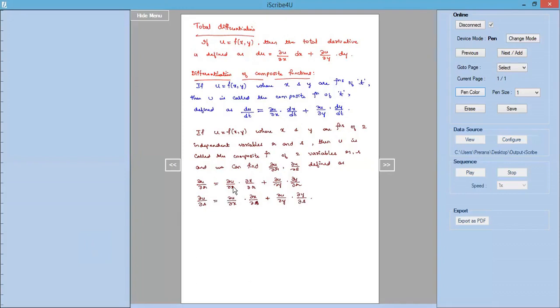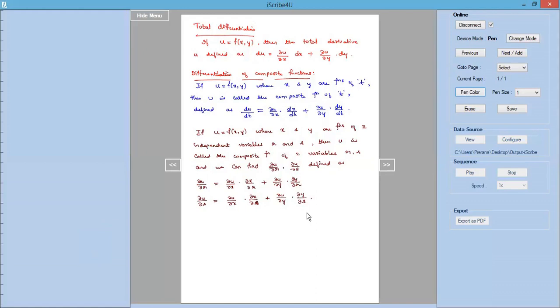Since u is a function of x comma y, we have the partial derivative with respect to x and the partial derivative with respect to y. Now x and y are functions of two independent variables r comma s. So dou x by dou r and dou y by dou r. Similarly, dou x by dou s and dou y by dou s are defined.